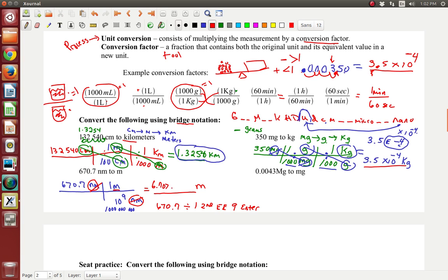6.707 times 10 to the negative 7. Now your calculator would have said 6.707 e negative 7. Remember, this e negative 7 really means the exponent is a negative 7. All right, there's your answer.